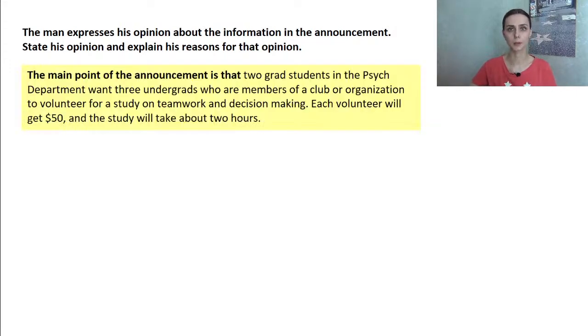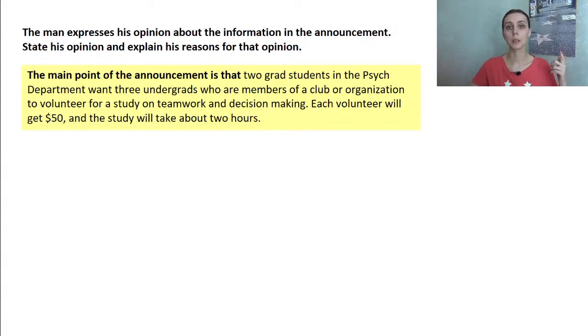So first the text. Don't forget that when you are recording your answer, you have to be calm and make sure that you speak at a natural pace. Don't be too quick or too slow. Speak naturally. So the main point of the announcement is that 2 grad students in the psych department want 3 undergrads who are members of a club or organization to volunteer for a study on teamwork and decision making. Each volunteer will get $50 and the study will take about 2 hours.